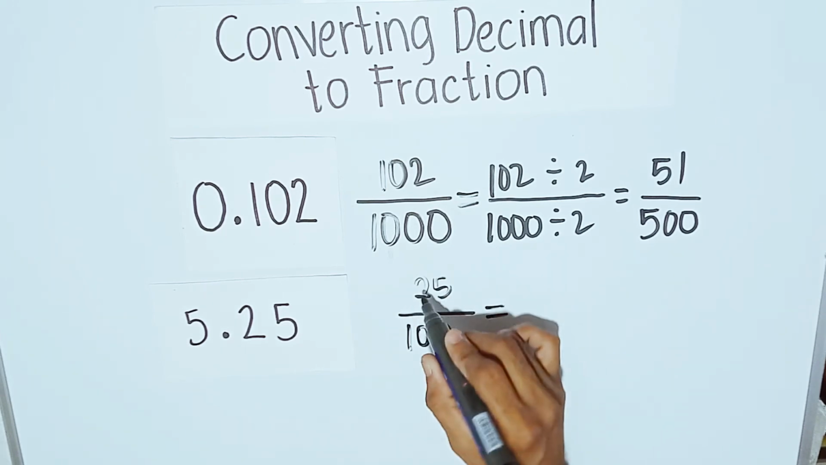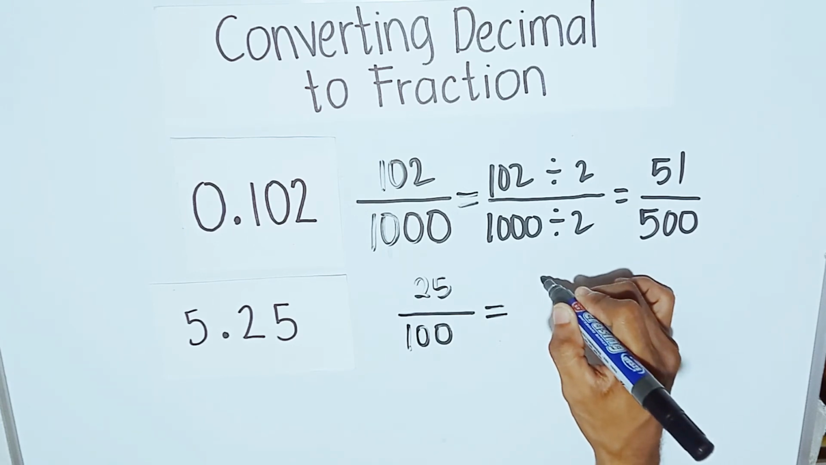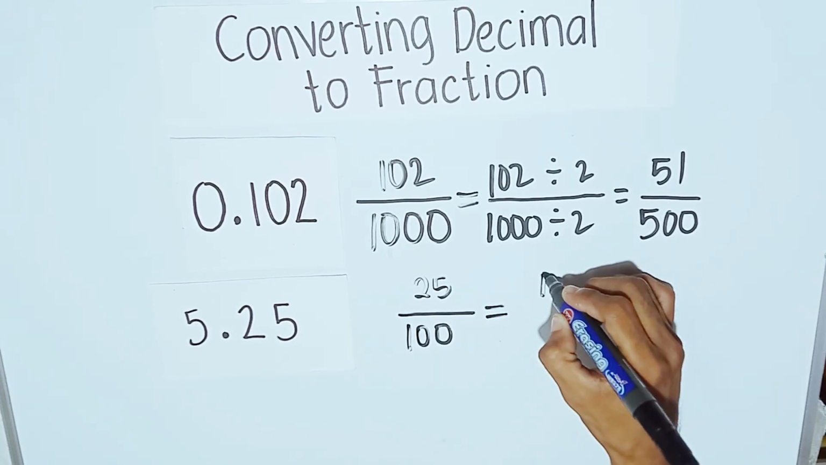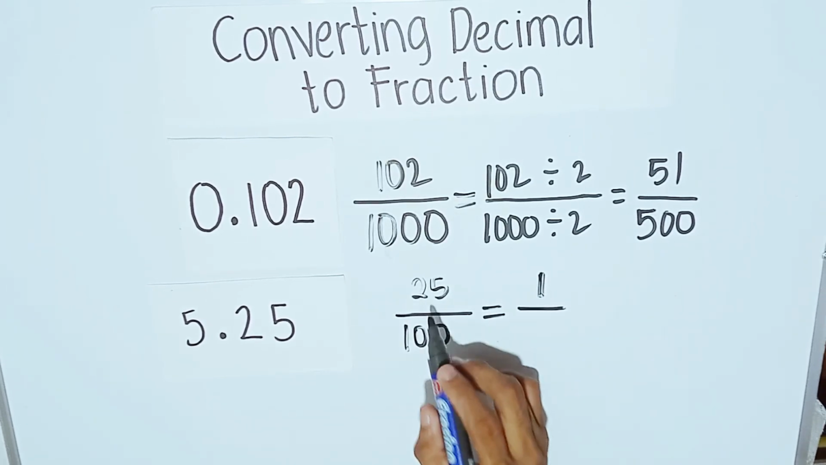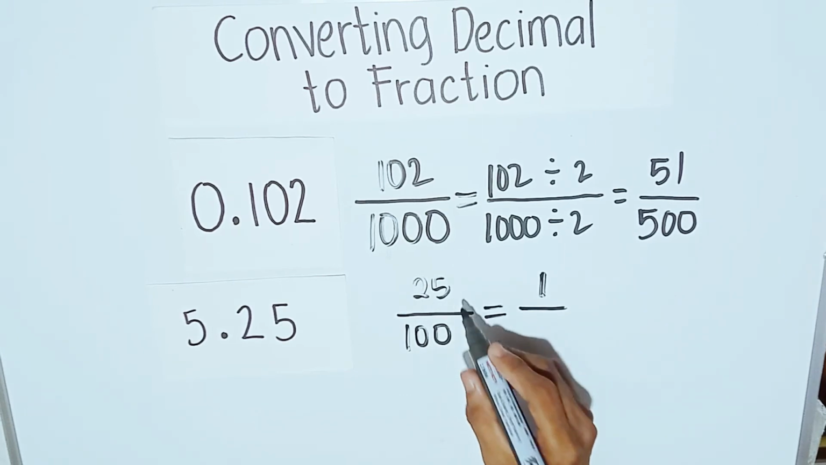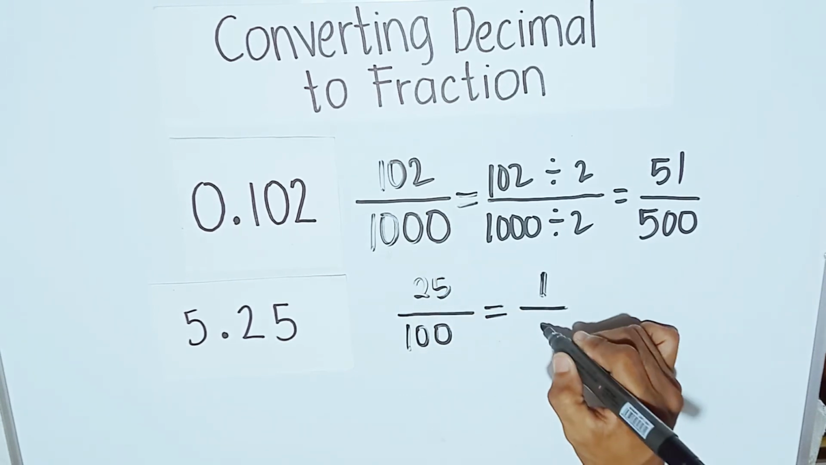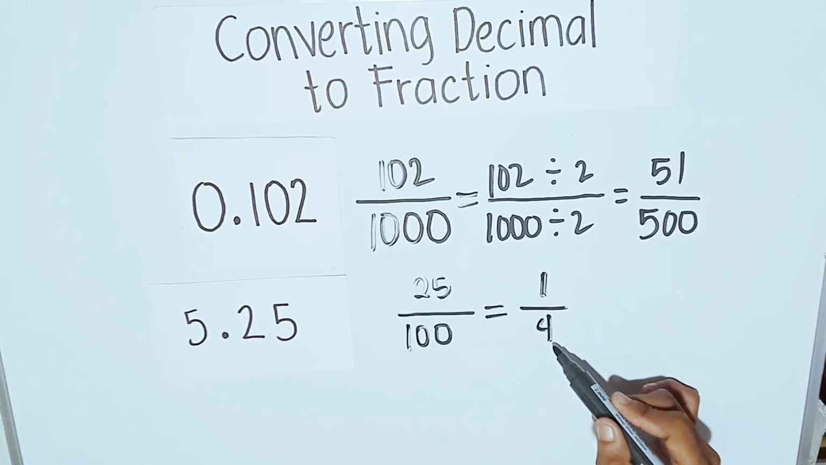So we have 25. 25 divided by 25, we have 1. And then 100 divided by 25, we have 4, kasi po yung 25 yung makakapag-divide sa numerator and denominator. Yes, so the answer in this fraction will be 1 over 4 or 1/4.